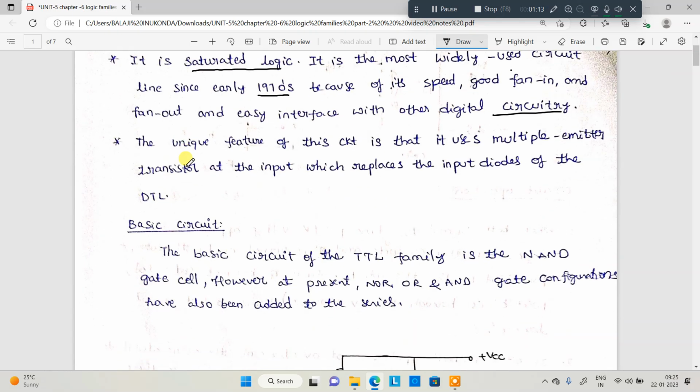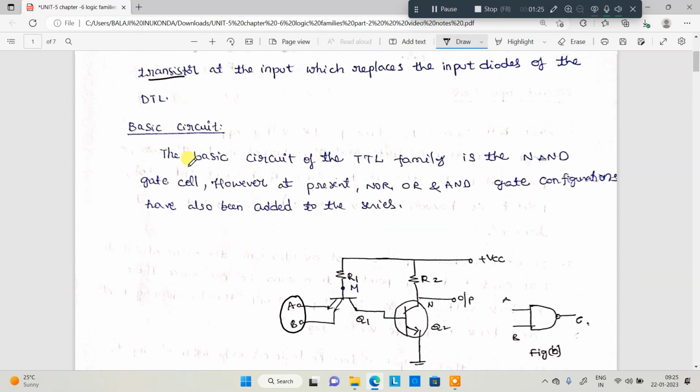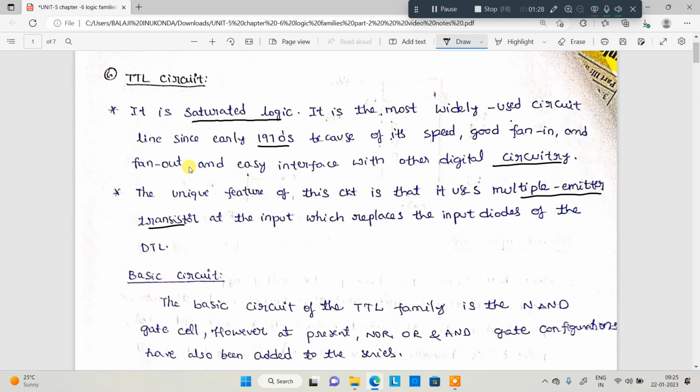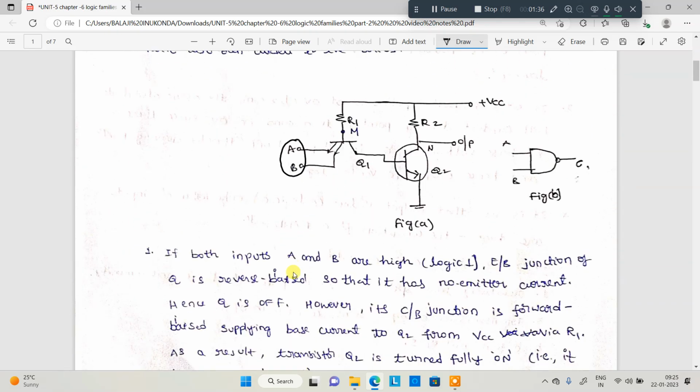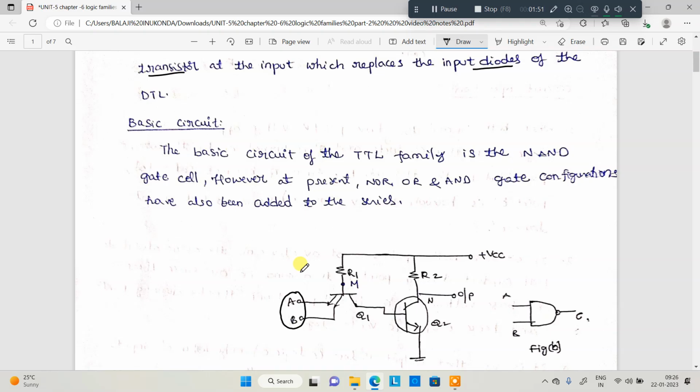The unique feature of this circuit is the multiple emitter transistor. Look here, in the transistor multiple emitters are present. These multiple emitters replace the diodes. In the previous case, diodes were present on the input side. Here, in place of those diodes, a two emitter transistor is used. That is the major difference, everything else remains the same. Next, the basic TTL family is a NAND gate cell.